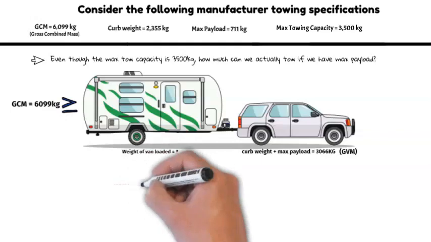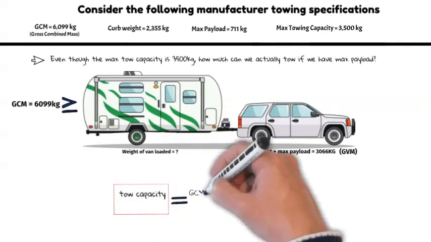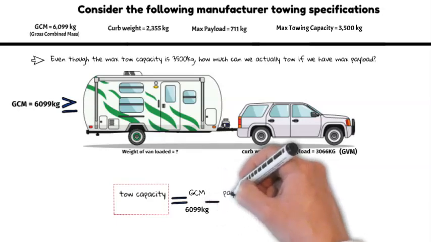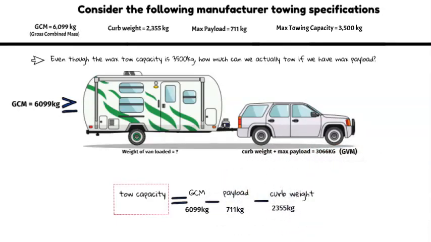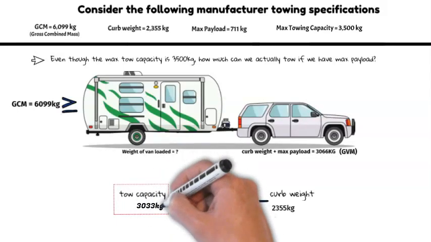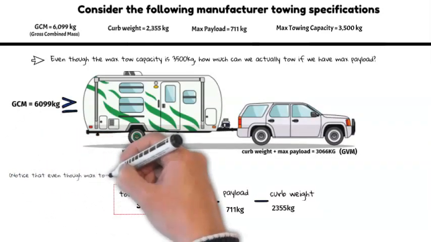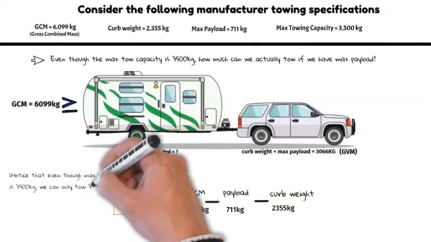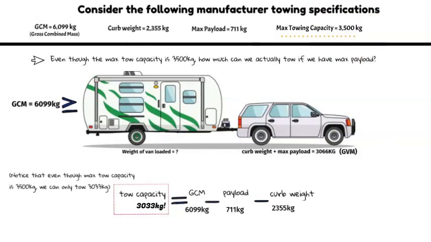Since we know that we cannot exceed the GCM weight limit, we can calculate our actual tow capacity by subtracting our payload and curb weight from the GCM. This essentially will tell us how much weight tolerance we have remaining under our GCM limitation. Notice that even though our max tow capacity is rated to 3.5 ton, we can only tow 3 ton. This is because at max payload we don't have enough weight tolerance remaining within our GCM limit.